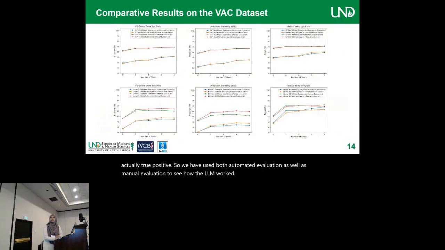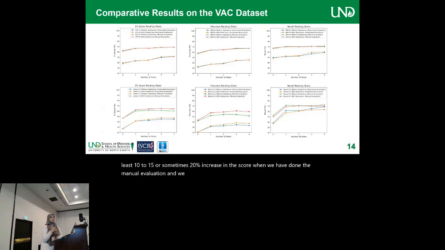And here are the comparative results on one of the data sets we have used, and you can see that the top curve is for the manual evaluation, and the lower curves are for the automated evaluation. And consistently, we have seen that for most of the parts, we have at least a 10 to 15 or sometimes 20% increase in the score when we have done the manual evaluation.